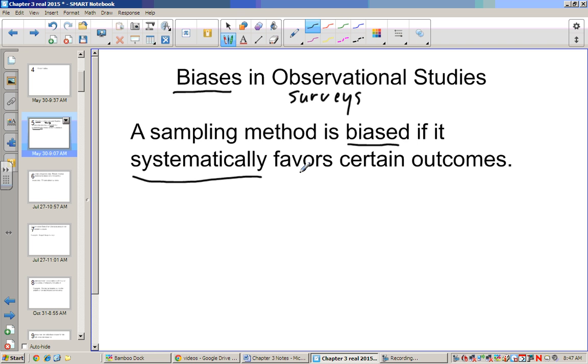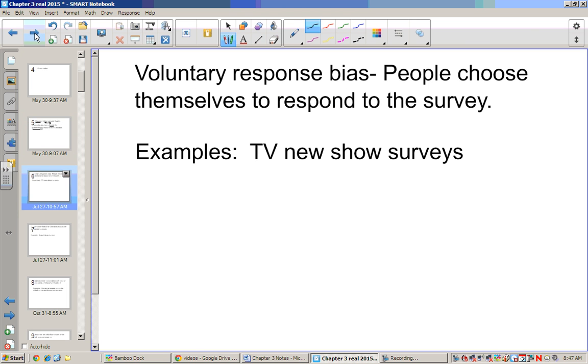A lot of top research firms are trying very hard to reduce their bias, but they still get biased, and they just keep working to try to make it more representative. And I'm going to go through a list of a few different ways we see biased observational studies. One way is a voluntary response bias, where people get to choose themselves to respond to the survey.